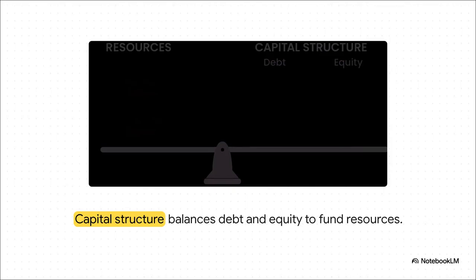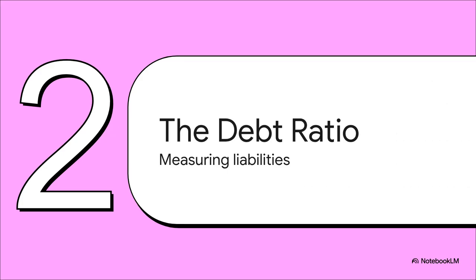Think of a company's finances kind of like a giant seesaw. On one side, you've got your resources, your assets, and on the other side, you have your financing, basically how you paid for those assets. That financing is carefully balanced between debt, which is what you owe, and equity, which is what you own. Leverage is simply using that debt to fund your operations, hoping to increase your potential return. But remember, this definitely comes at a cost. Debt carries fixed financial risks, meaning those interest payments have to be made regardless of whether sales are booming or totally tanking. Moving on to Section 2, the debt ratio.